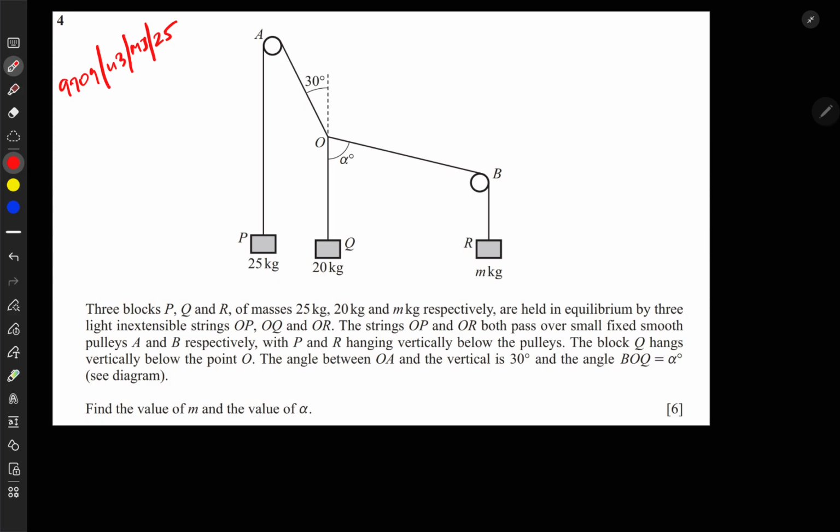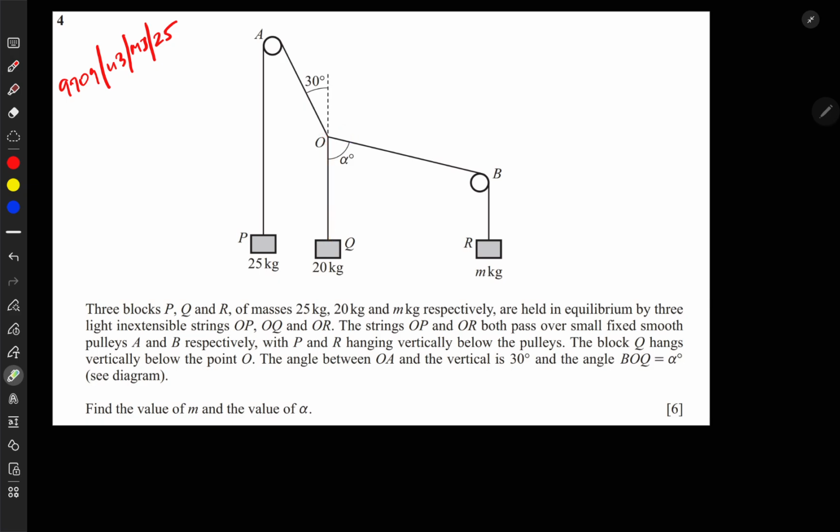This is from the mechanics paper, and here we have three masses P, Q, and R. P has a mass of 25, Q has 20, and R has mass M. There are connections with light inextensible strings. Here we have point B, where there is one pulley, and point A, which has one pulley, and there is a point O where the strings meet. From there I have Q.